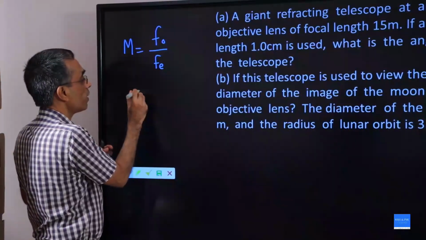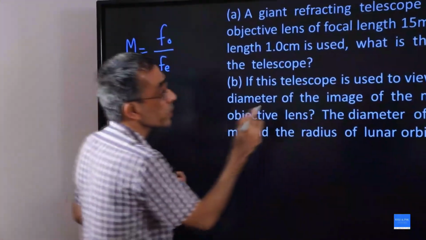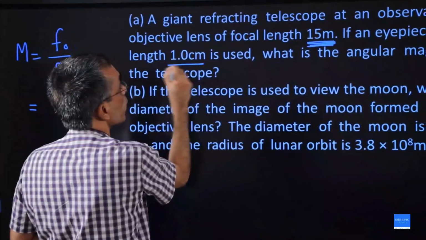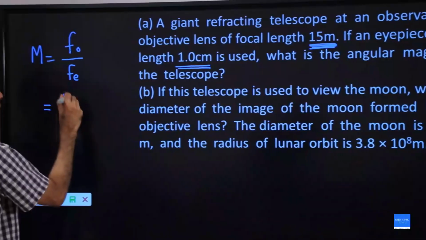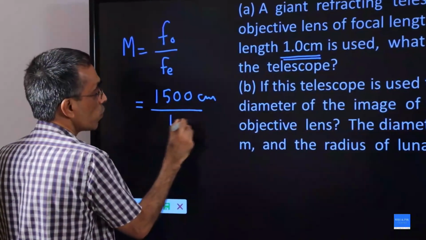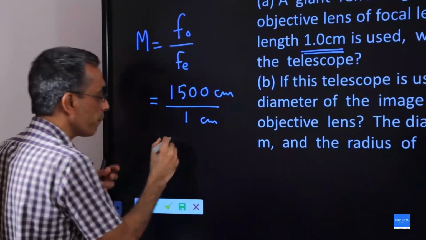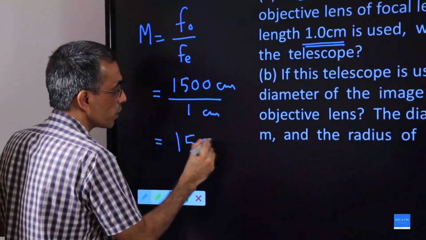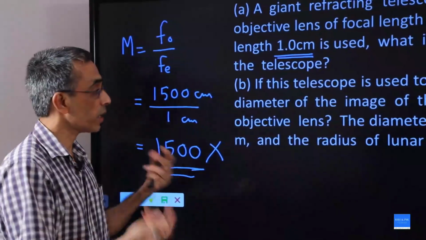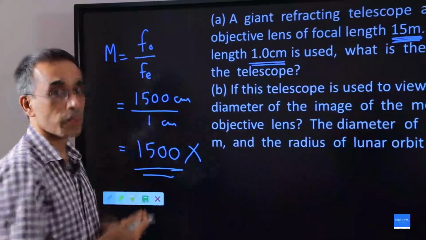Now let us calculate the magnification here. One is 15 meter. Be careful, don't get cheated by the unit. 15 meter, the other is 1 centimeter. 15 meter is nothing but 1500 centimeter, divided by 1 centimeter. So this has an amazing magnification of 1500 times, 1500x. That is the answer to the first part.